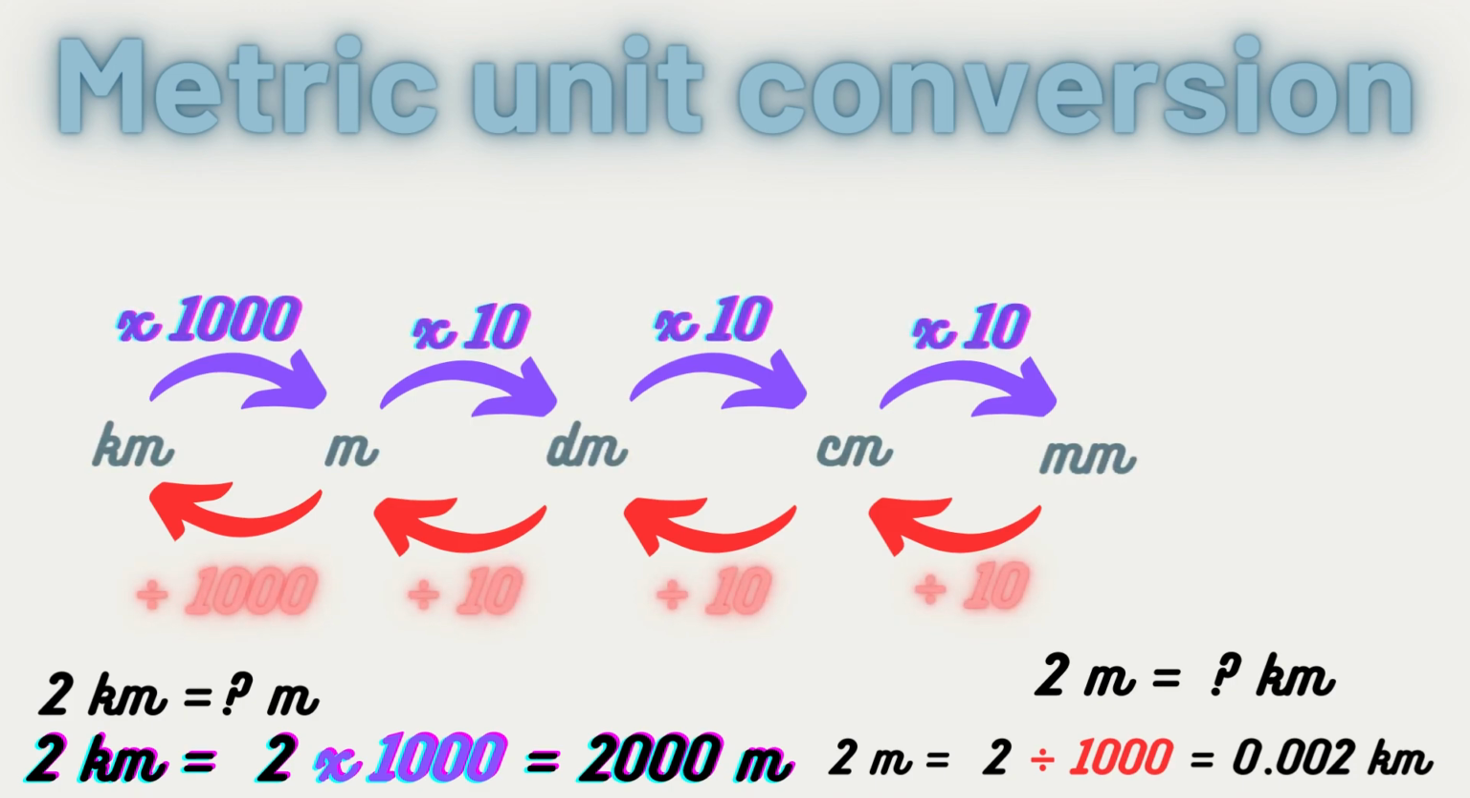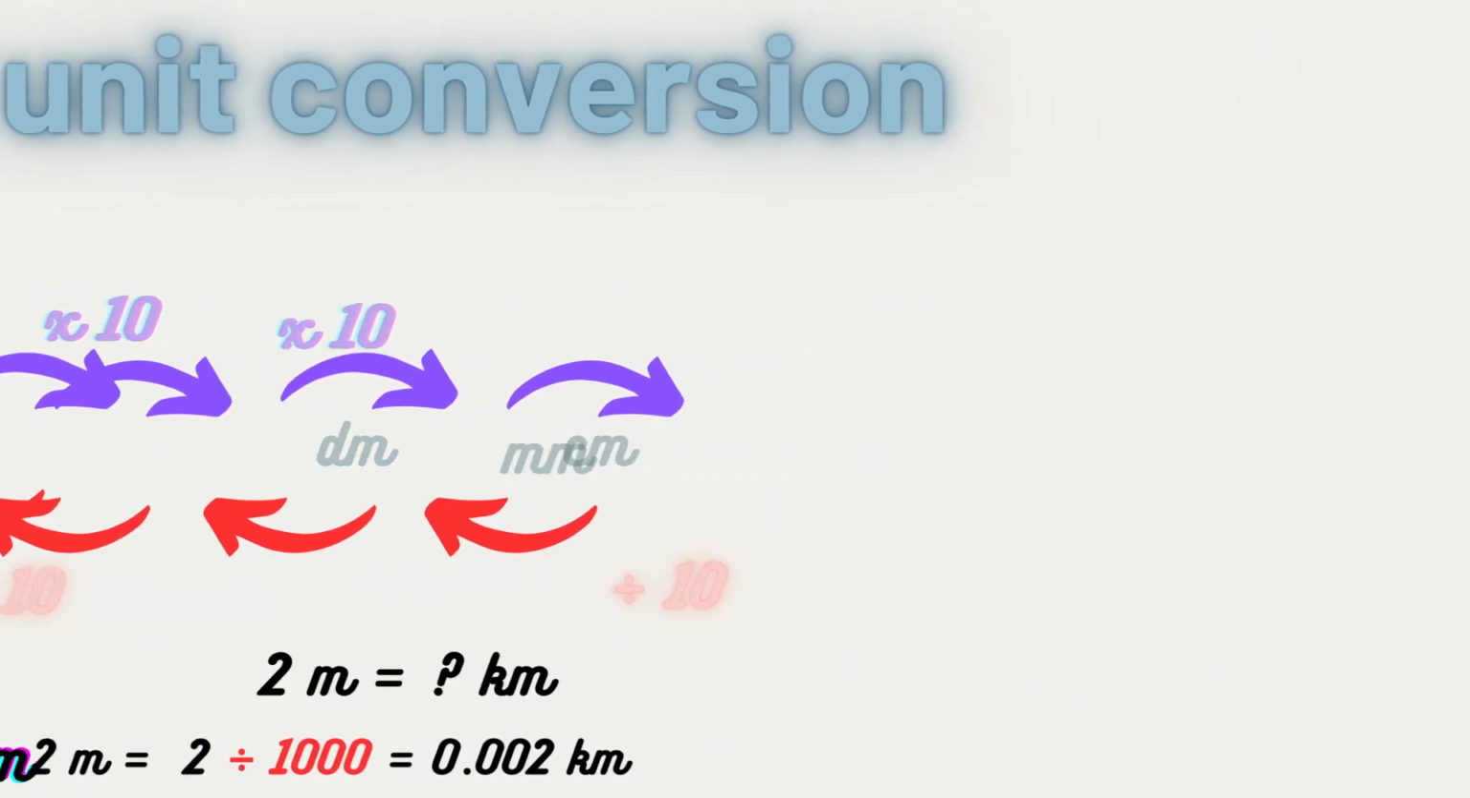This number you can find below the red arrow, which is between the symbols for kilometer, km, and meter, m. The answer will be 2 divided by 1000 equals 0.002. So 2 meters equals 0.002 kilometers.